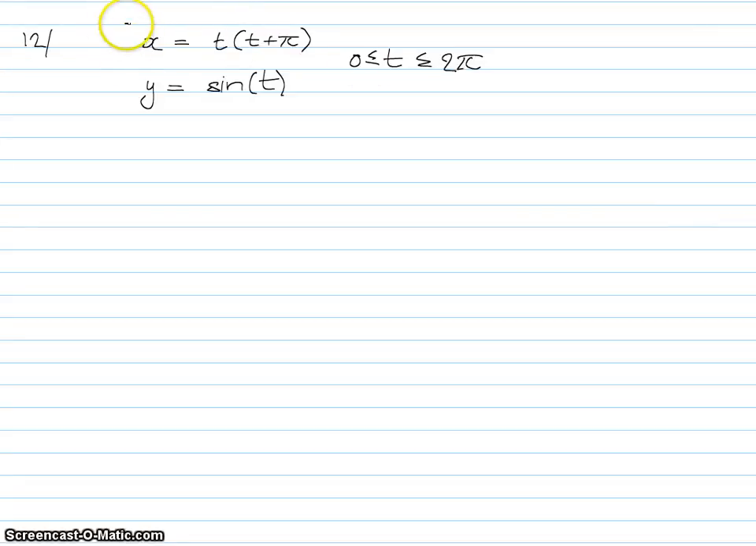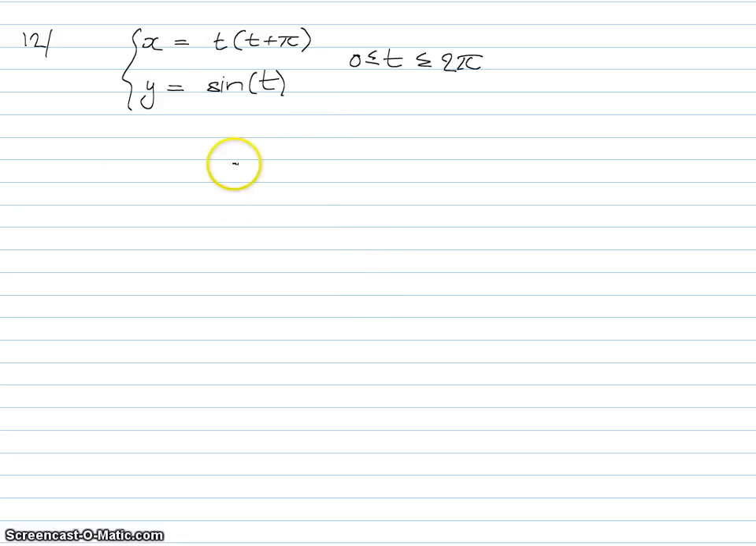Question 12 gives us a parametric equation. X is equal to t plus pi, and y is equal to sine of t, and then asks us to find the area bounded between this curve and the x-axis for t between 0 and 2 pi.